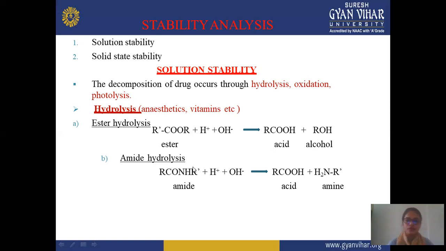Next is amide hydrolysis. In amide hydrolysis, there is an amide group, RCONHR. This amide reacts with water, and in the presence of water forms acid and amine. Again, in this hydrolysis, the water molecule takes part in the reaction: RCOOH acid is formed and the R amine is formed.